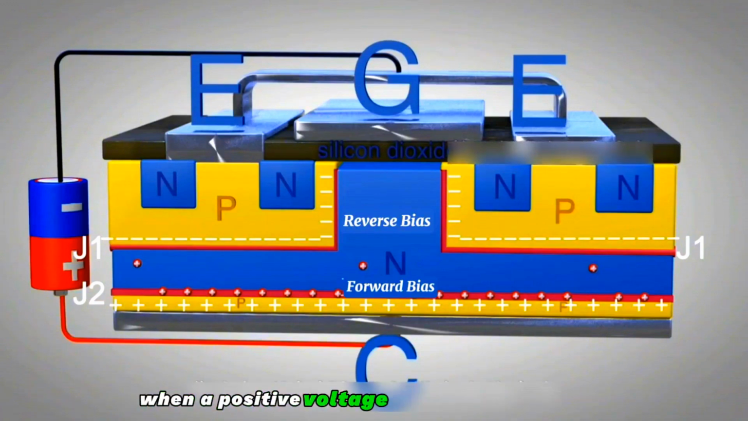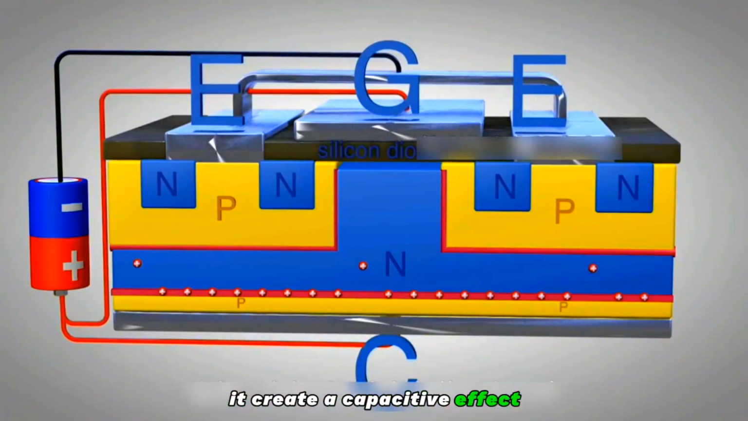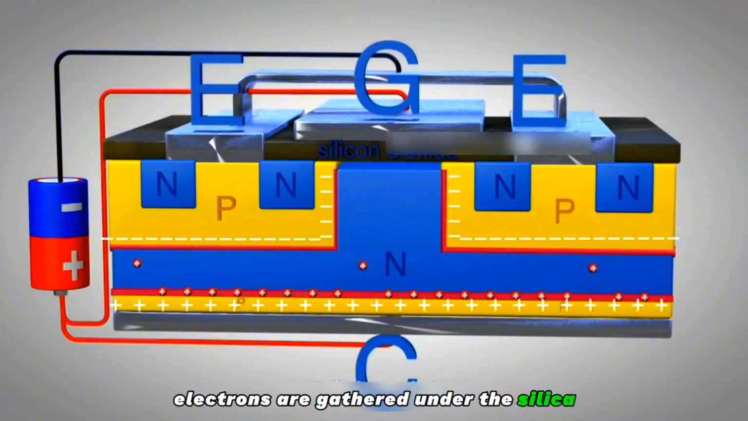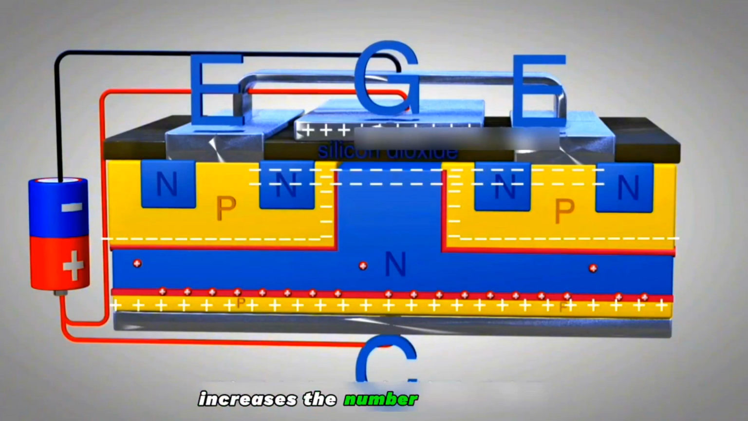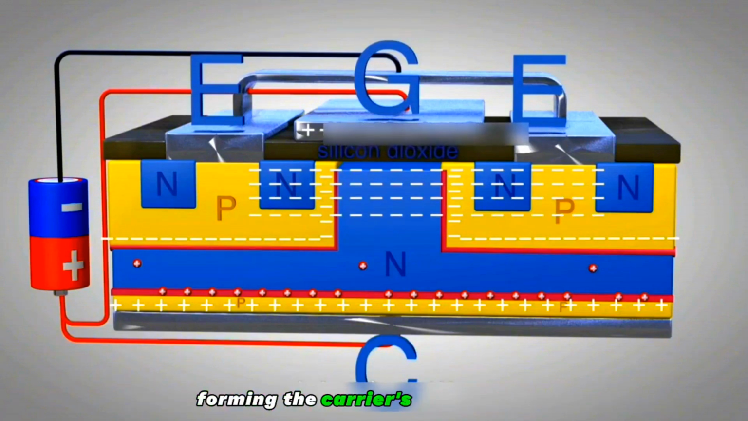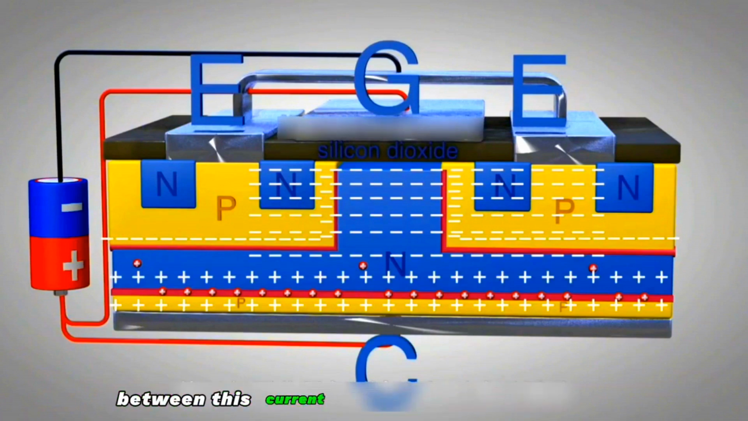When a positive voltage is applied to the gate with respect to the emitter, it creates a capacitive effect. A large number of negatively charged electrons are gathered under the silica, forming a channel. Increasing the gate voltage increases the number of electrons, and when the voltage is higher than the preset value, a carrier inversion layer forms. This preset value is usually 4 to 8 volts. A channel is formed between this inversion layer and the drift layer, which we call the N channel.